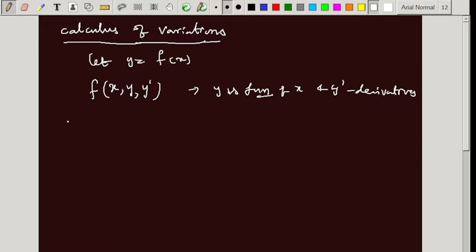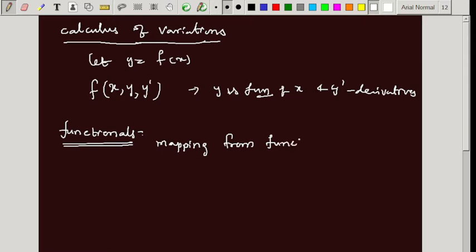So here a functional means a mapping from functions to real numbers. Functions to real numbers, and a functional is nothing but the variations.